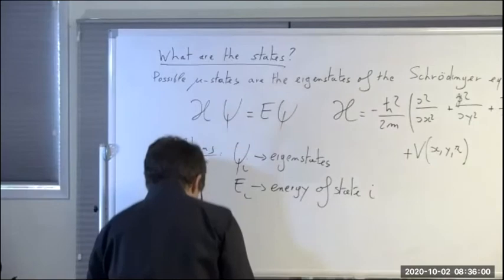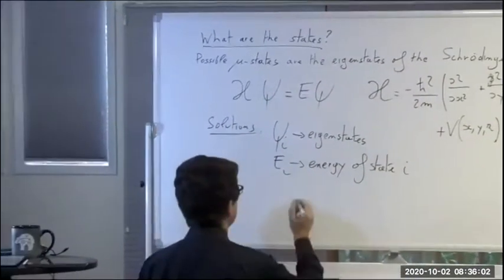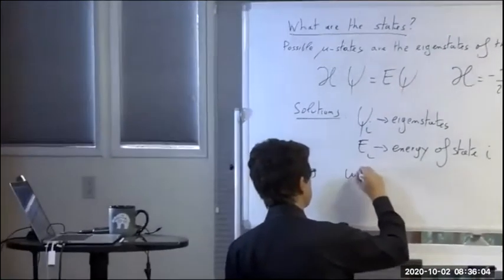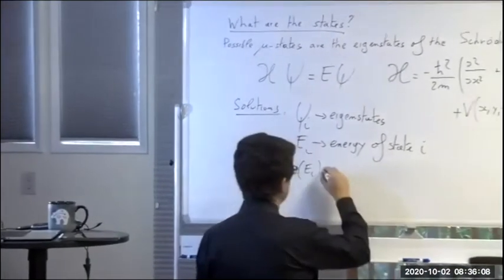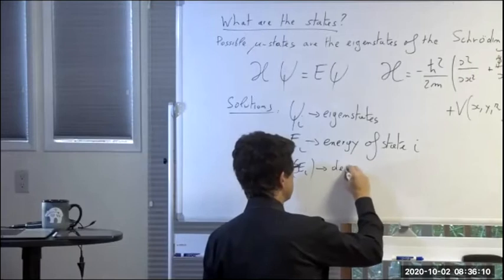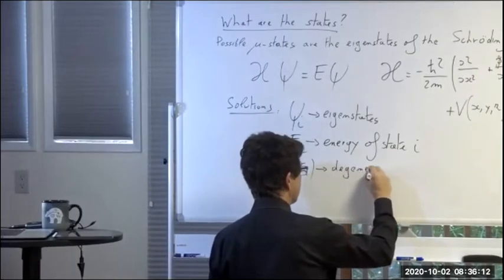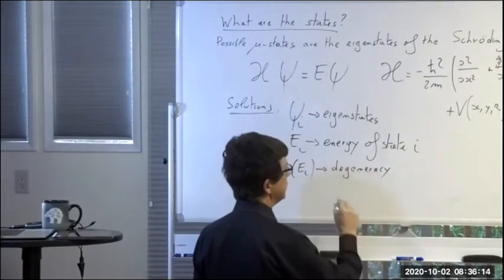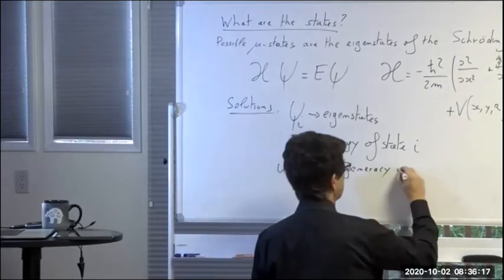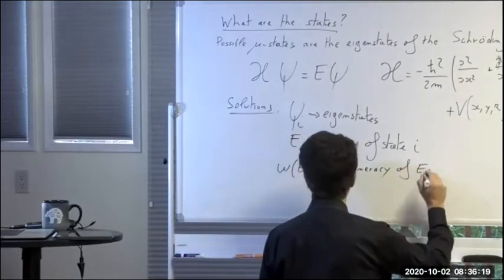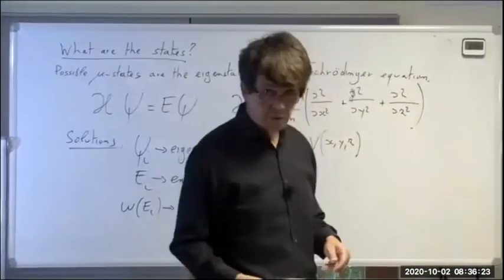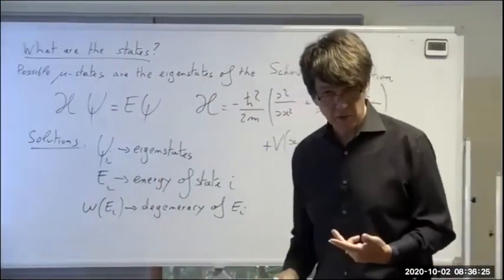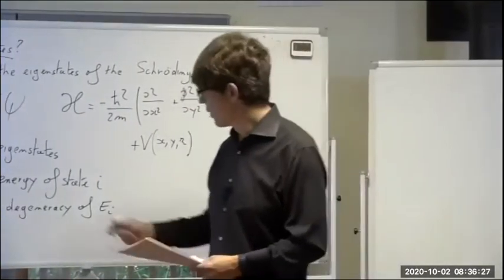And in some cases, we would manipulate that a bit and get what's called a degeneracy. I'll come back to this later. This would be the degeneracy: how many states there are with energy E_i. It is a measure of how many states there are with that energy.